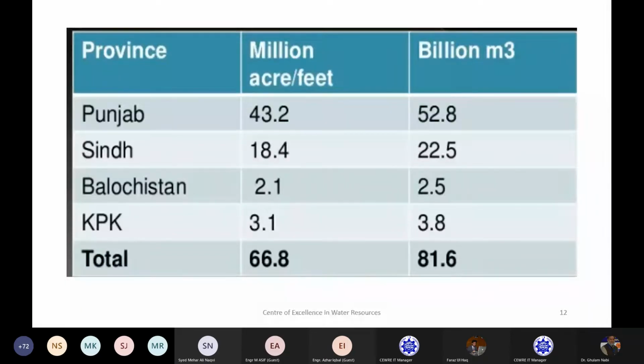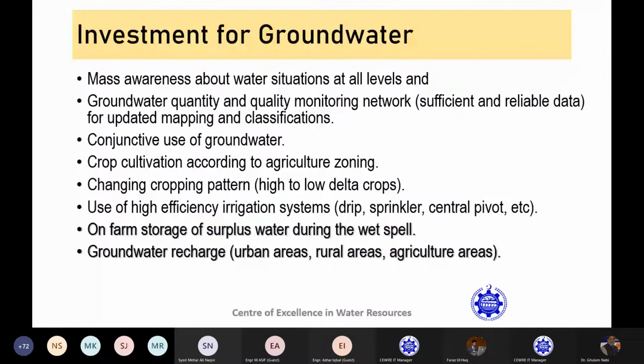So what we have to do is think about how we can manage this resource and how we can replenish it. We have to invest, thinking in mind that we are investing in agriculture and in the irrigation sector, but ultimately we are investing toward the saving of the groundwater. So we have to work on different forms, like mass awareness about the situation, that water is going to decrease, groundwater is decreasing. We have to manage this.